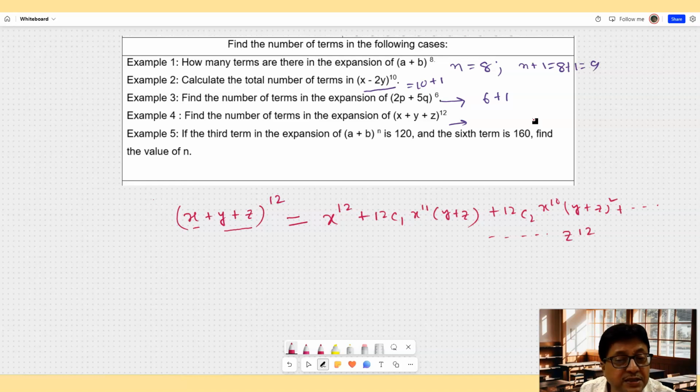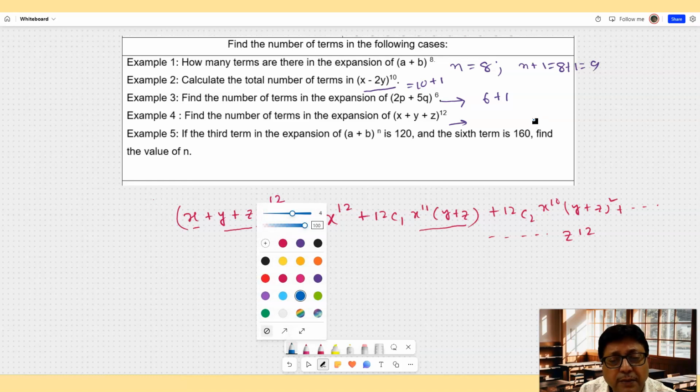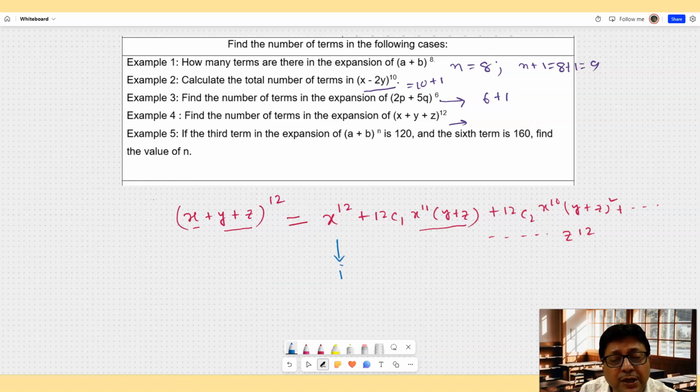All these terms are distinct. You will never get x to the power 12 in the following terms. You will never get x to the power 11 into y apart from this one. Similarly, x to the power 10 into 2y. So these are all different terms. So how many different terms did you get in the first case? If you consider x to the power 12, how many different terms are there? Just one term, because x to the power 12 is one term only. How many terms are there here? It will be 2 in number. How many are there in this case? It will be 3 in number. Next one 4, 5, 6.